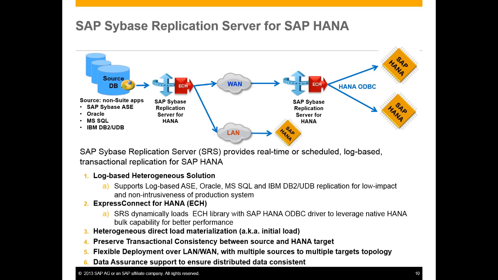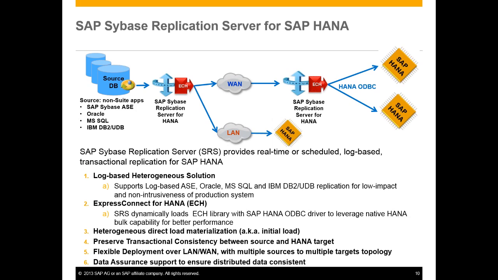And Replication Server is the tool that we're talking about here. The second thing is what we call Express Connect for HANA, which we specially designed for HANA connectivity from Replication Server into HANA. Why do we do that? HANA has its own native HANA ODBC library. And with this native connectivity we designed, we're able to leverage HANA ODBC bulk capability: bulk insert, bulk delete, bulk update.